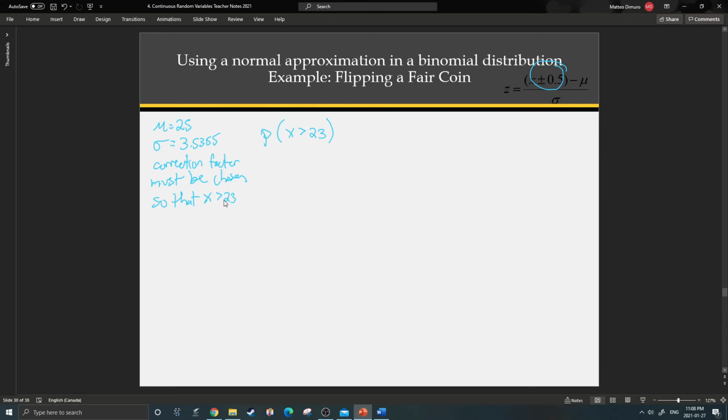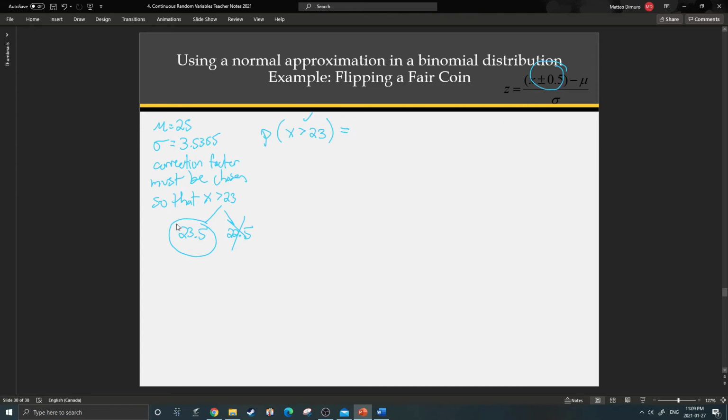We need to make sure that we do not include the number 23, right? It says x greater than 23. Now the correction factor is either add 0.5, so 23.5, or subtract 0.5 from x. So out of these two numbers, which one, if you did greater than, would ensure that you don't include 23? If I did x greater than 22.5, then that would imply that I'm including 23. So that is not the right number. Now, if I choose 23.5, it is clearly bigger than 23. So I'm going to be sure that x is actually greater than 23. And that's how you figure out the correction factor.